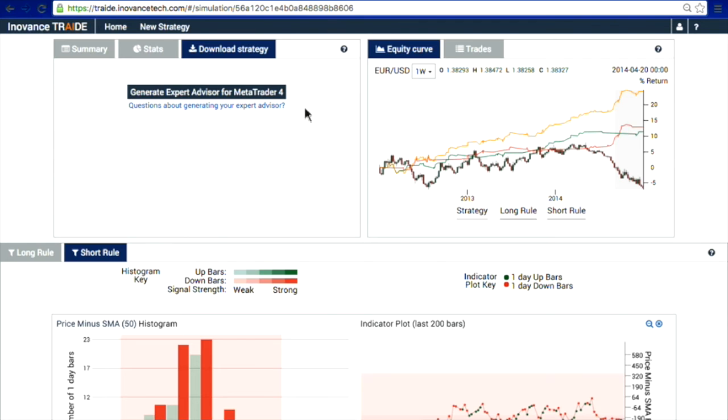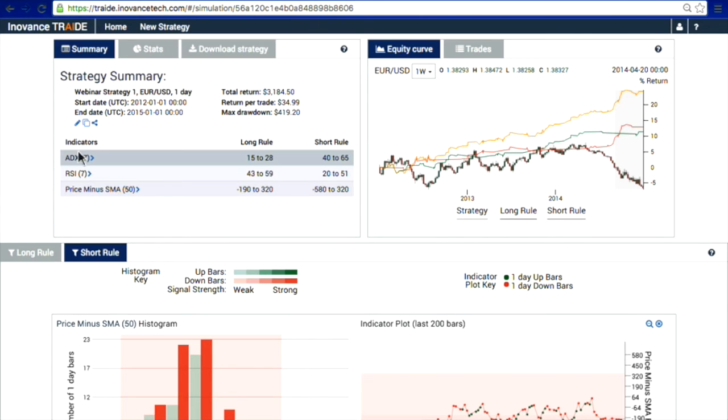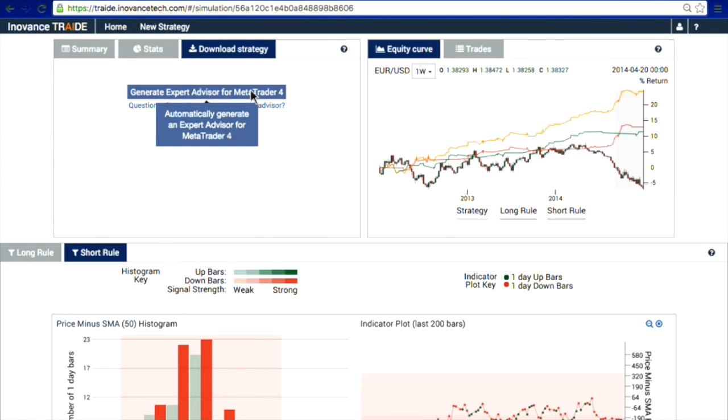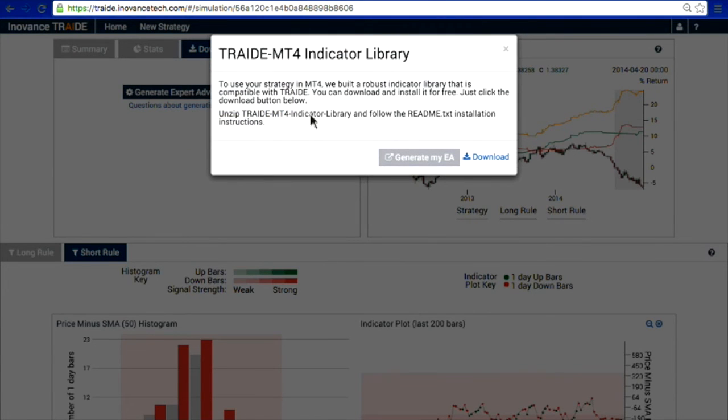For any of you who may not be familiar with Expert Advisors, an Expert Advisor is basically an automated trading program that will trade without any supervision. We're going to translate the rules we have here into entry and exit logic. And then we'll be able to set the position size, take profit and stop loss, and then let it trade on its own. So once we click that button, we'll be brought to the TRAIDE MT4 indicator library page.